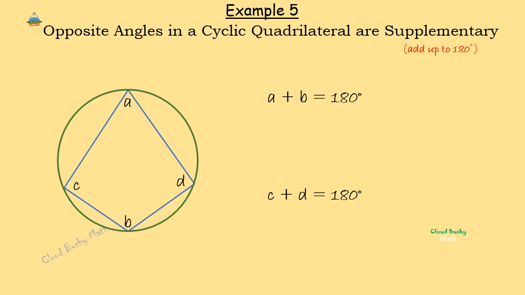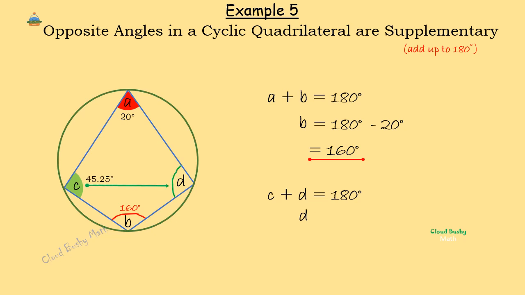So if we take A to be 20 degrees, then B should be 180 minus 20 degrees, which is 160 degrees. Suppose the measure of angle C is 45.25 degrees, then D must be equal to 134.75 degrees. That is from 180 minus 45.25. So these are not all, but examples of supplementary angles.